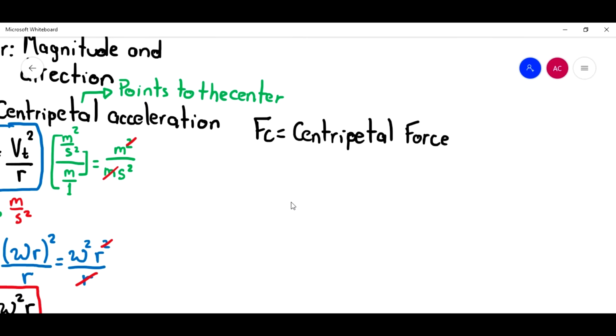So what is the equation for centripetal force? It is exactly the same. Centripetal force equals mass times centripetal acceleration. Remember the units. The units for mass are kilograms and the units for acceleration are meters per second square.